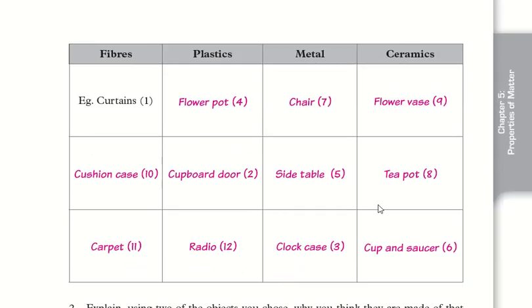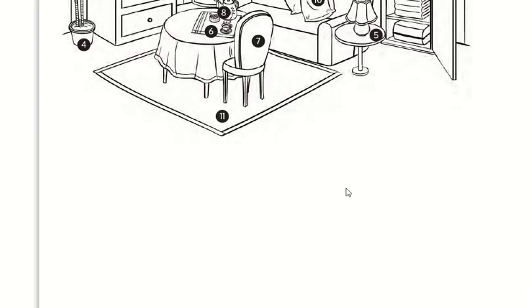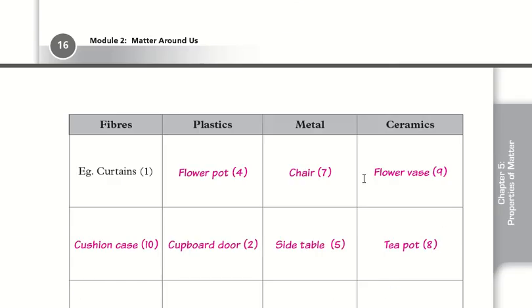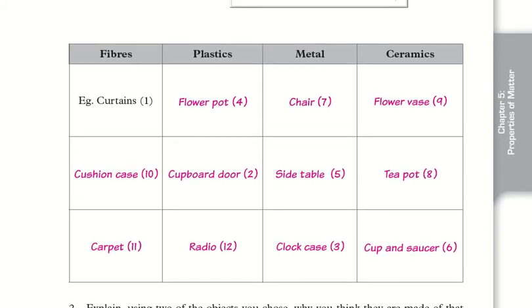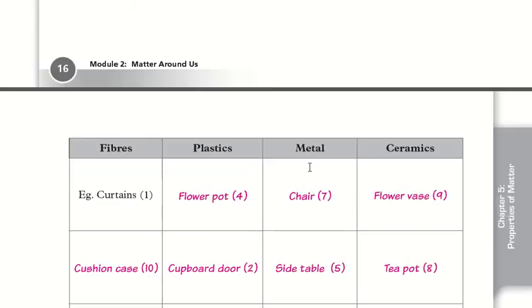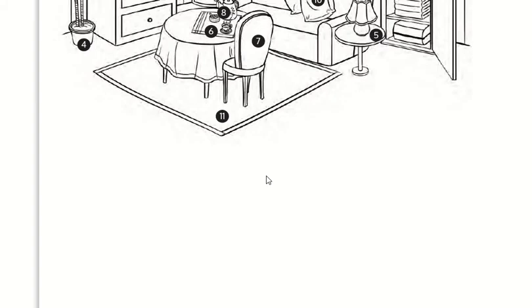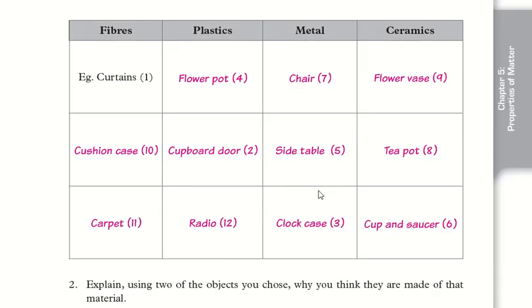Okay. Number 5, side table. Now this side table over here, I will classify under metal. Okay, number 6, cup and saucers. This one will be under ceramics. Number 7, your chair. Okay, over here, I'll put it under metal. Number 8, your teapot is under ceramic. Number 9, your flower vase under ceramic.